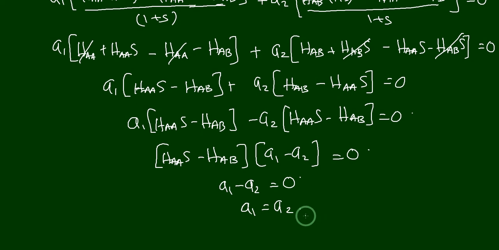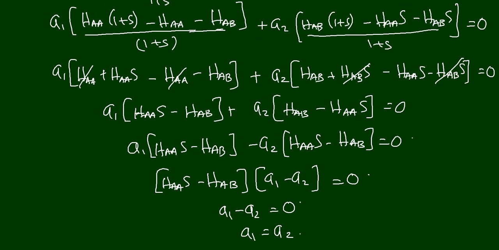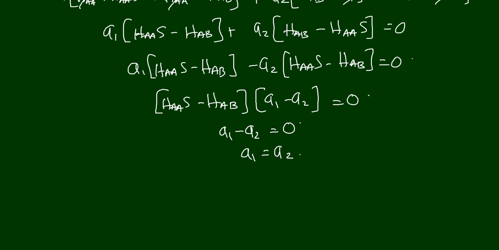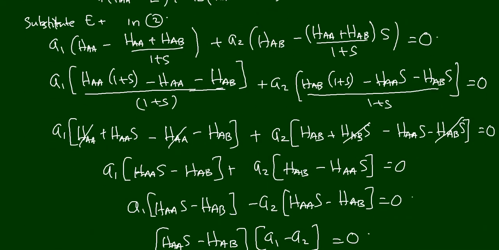So now we have reached the relative values of A1 and A2. We don't have the absolute values of A1 and A2 here. We know what A1 is in terms of A2, and what A2 is in terms of A1. We only know that A1 and A2 are equal. We don't have the value of A1 and A2 so far. Now we have to get the absolute values of A1 and A2. Then only we can substitute the value of A1 and A2 in our equation number 1 and get the value for psi plus.